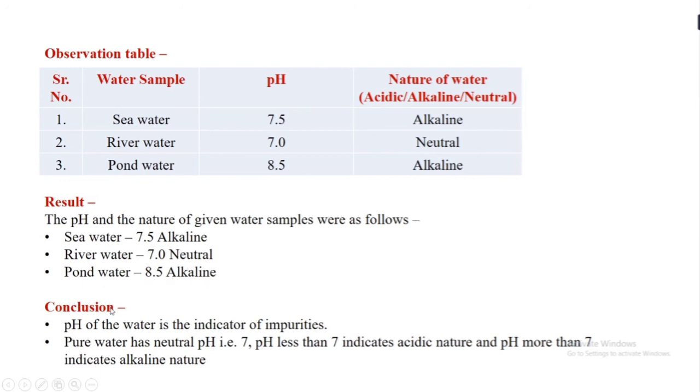And with this, we can conclude this experiment that the pH of the water is an indicator of the impurities in the water. Okay, pure water has a neutral pH of 7 that we have obtained for river water. If the pH is less than 7, it indicates acidic nature, and if the pH is more than 7, it indicates the alkaline nature.